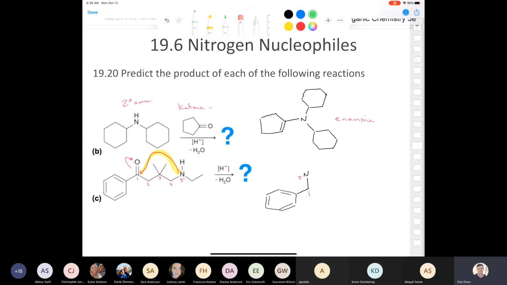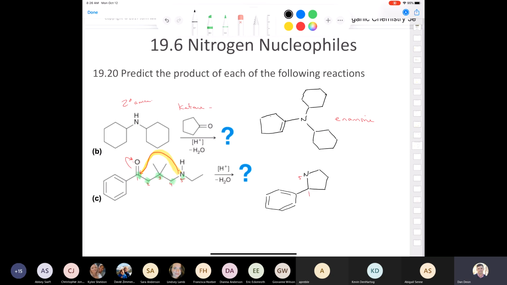All I'm doing is counting. I'm not doing anything more intelligent than that. 1, 2, 3, 4, 5. So I've got 1 and 5. That means I have to have 2, 3, 4. There we go. Now I've got the 5-membered ring.